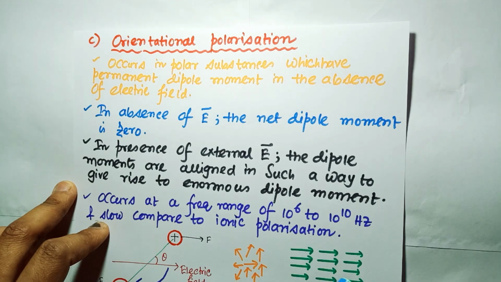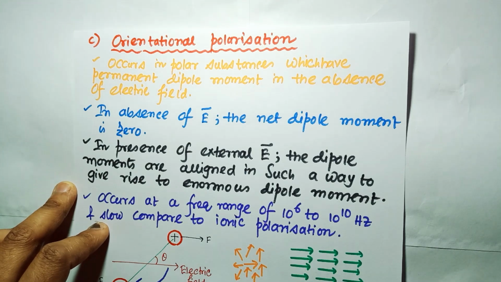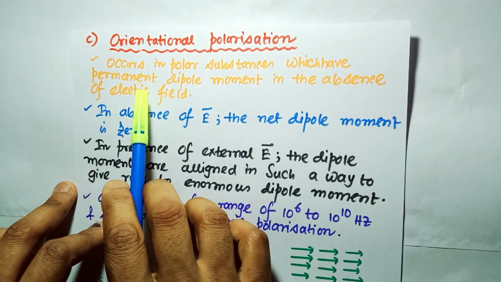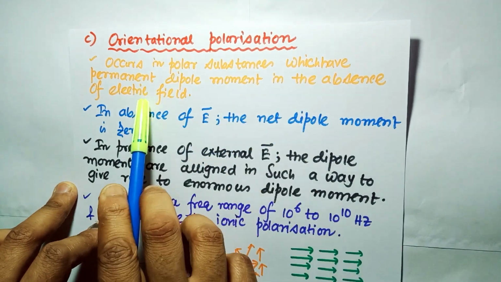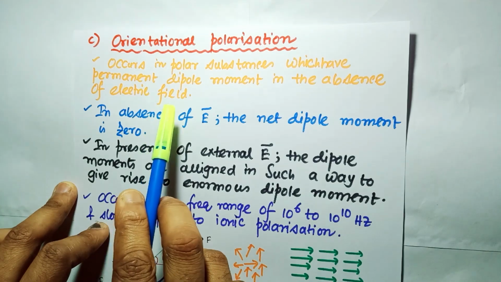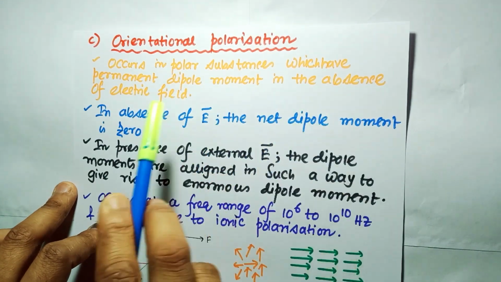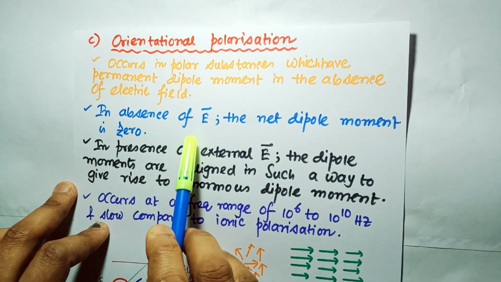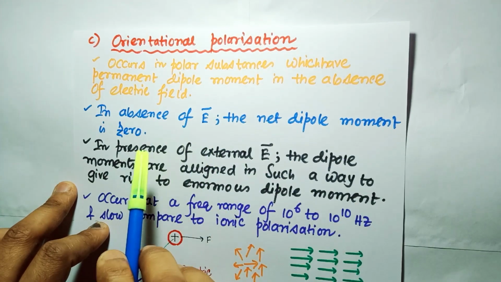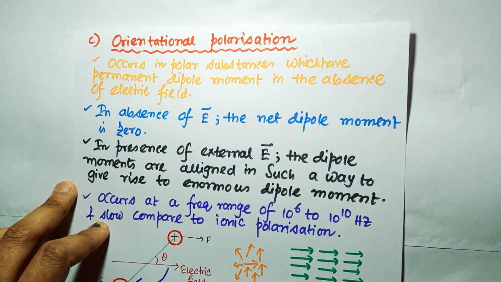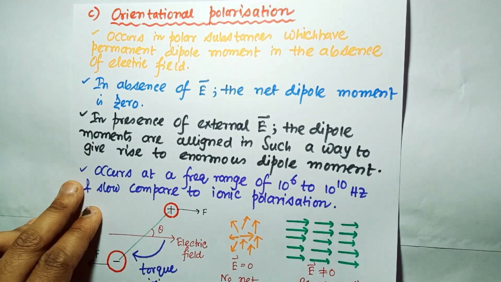Due to the random orientation of the dipoles or the molecules, the net dipole moment is 0 initially, because there is no external electric field. So it occurs in polar substances, which have a permanent dipole moment in the absence of the electric field. In the absence of electric field, the net dipole moment is 0. You can see here, the dipole moment is 0 for the whole material.